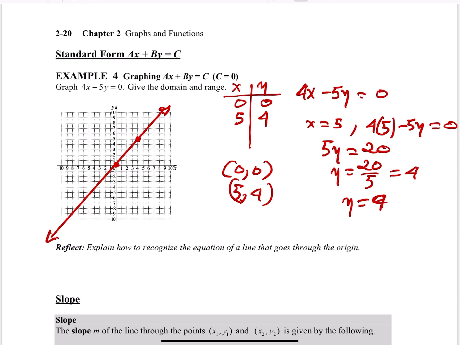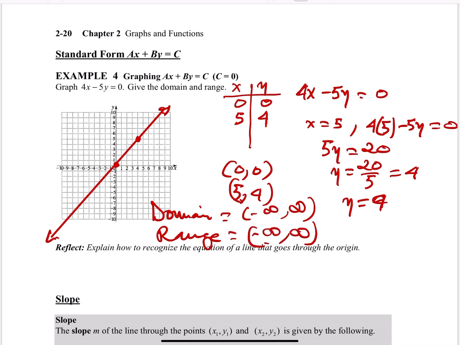Remember the domain here and the range here. The domain is the x-axis. Check the x-axis and check the function. The function will go on forever. Same thing for the range. So you can tell the domain is negative infinity to infinity, and the range is negative infinity to infinity. That's it. Always try to graph first before you conclude. If you don't graph, you will have a problem, of course.